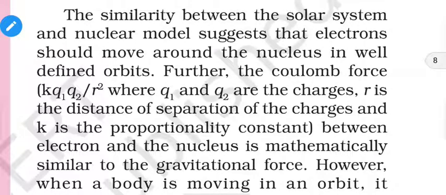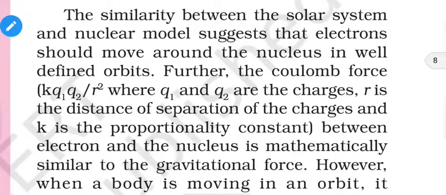Here we have masses of massive bodies like in the solar system. Suppose m1 represents the mass of the sun and m2 represents the mass of the earth, and R is the distance between them. Similarly, here we have K as a constant, Q1 let us say the charge of the proton, Q2 the charge of the electron, and R is the distance between the electron and the proton. So we can see some similarities between them. The force between electrons and nucleus is mathematically similar to the gravitational force.